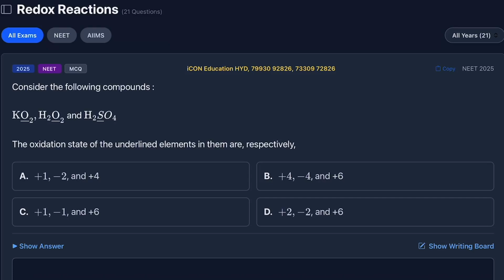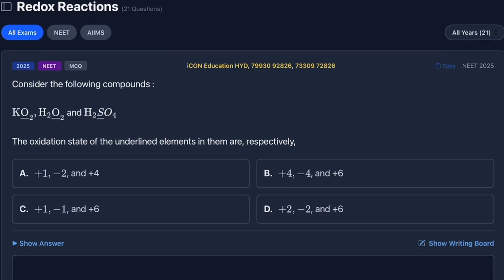So, our first question is: consider the following compounds. Three compounds are given. The first is KO2, then H2O2 and H2SO4. What we have to do here is find out the oxidation state of the underlined elements.